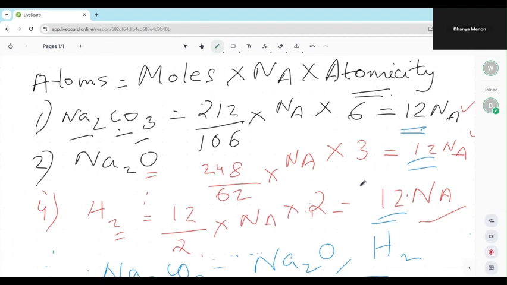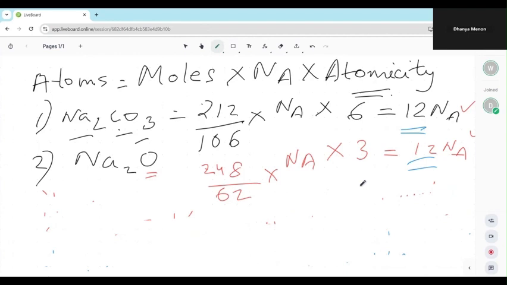And just to note down, the molar mass of sodium is 23. Here the molar mass I didn't mention because, students, it is already given to you, so that saves a lot of time for you. So this is your answer. Okay, now students, question number 2.